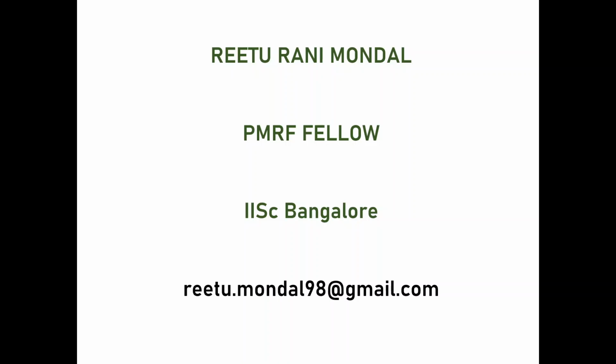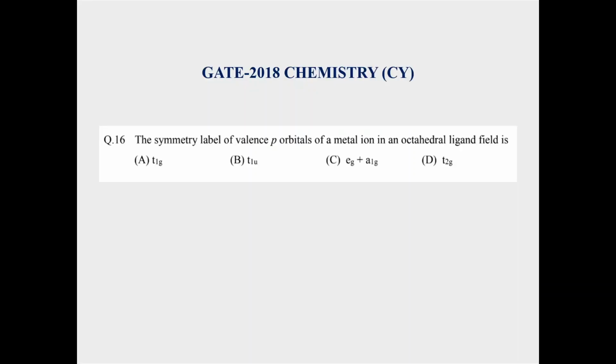Okay, so we'll start the class. Good evening, everyone. We were discussing GATE 2018 inorganic chemistry questions. So today we will start with question number 16, that is, the symmetry label of valence p orbitals of a metal ion in an octahedral ligand field is: option A, T1g; option B, T1u; option C, Eg plus A1g; and option D, T2g.